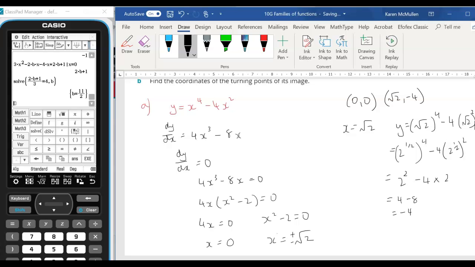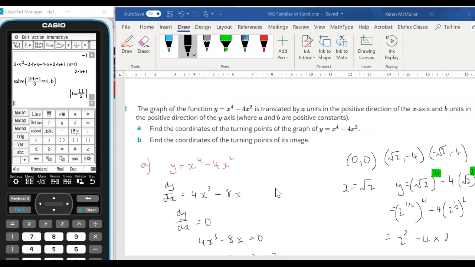Now, to save time, I would just have a look here. If I was going to have negative root 2 substituted in, because my powers are both even, the negatives are going to cancel each other out. So my other turning point is still going to be at y equals negative 4, because substituting in negative root 2 is not going to make any difference.